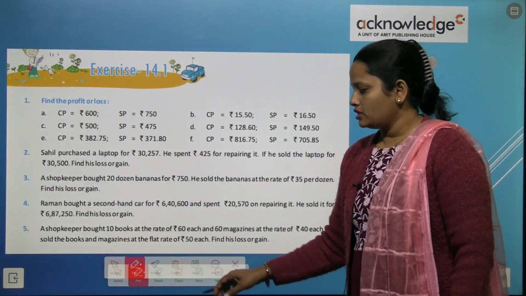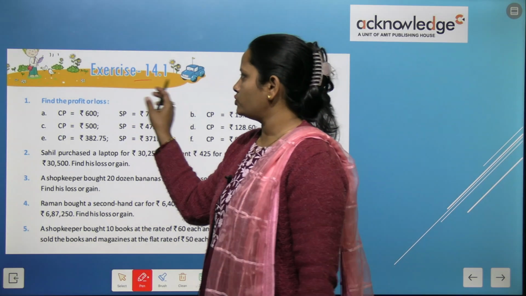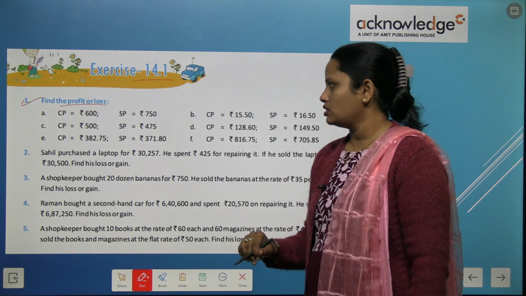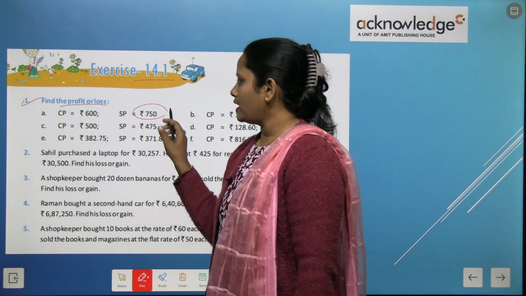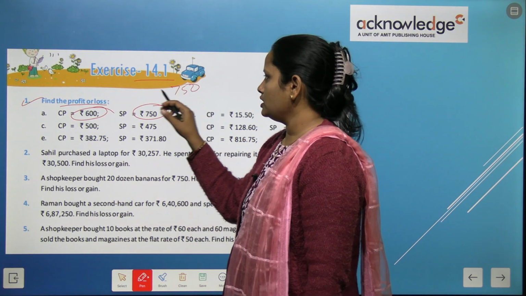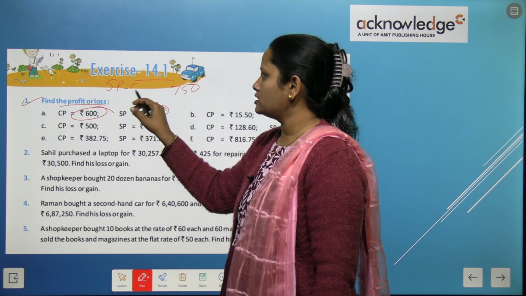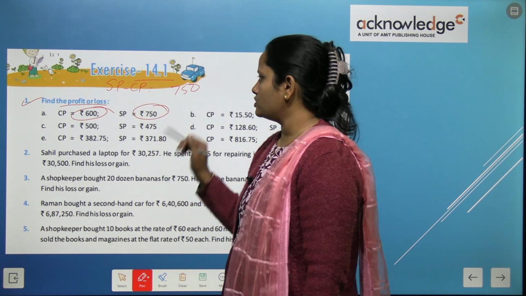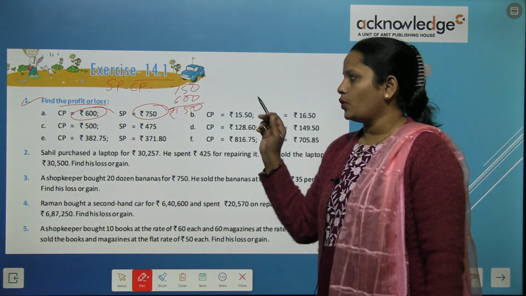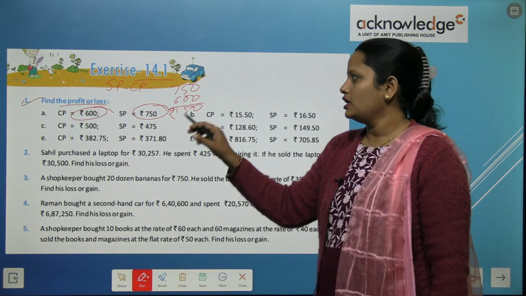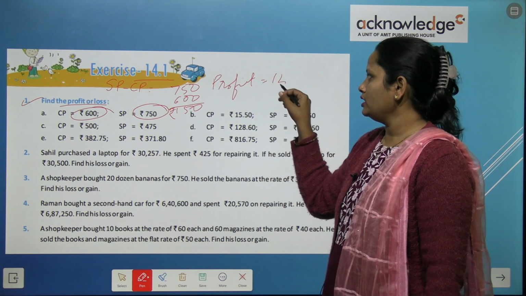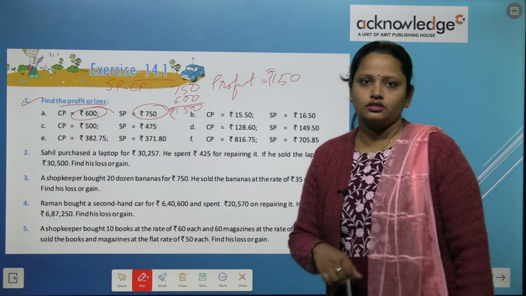So now children, let's do this Exercise 14.1. First question is find the profit or loss. Profit हुआ या loss. So here the selling price is 750 rupees. Cost price is 600. So 750 SP minus CP, क्योंकि यहाँ selling price ज़्यादा है. So 750 minus 600, so the amount is 150 rupees. Means here is the profit of 150 rupees.